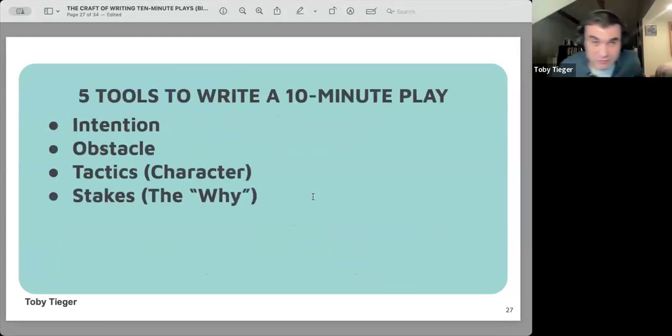Okay, so 5 tools, 4 of them have happened already. The intention, the obstacle, those are the clothesline that creates the drama. The tactics, what the character does to try to get around the obstacles. This is what shows us who the character is. The stakes are, why do we as an audience care?